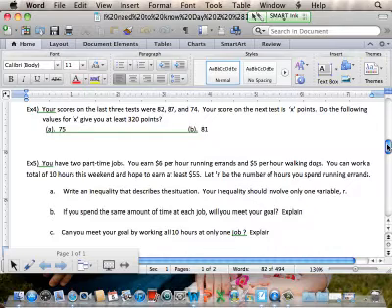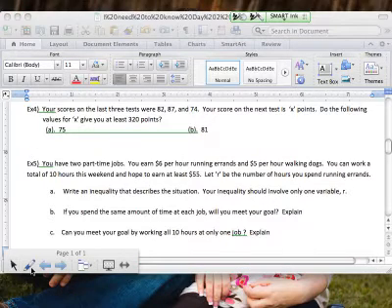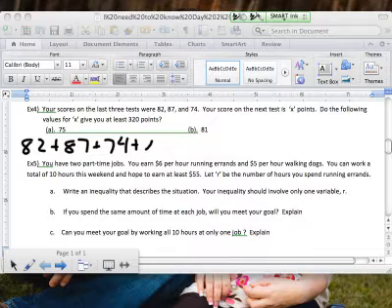Okay, so the first thing is you have to kind of conceptualize and set this thing up. So what you're doing is you're going to take 82, 87, 74, and X. And for each of these, for part A, you're going to plug 75 in for X. Part B, you're going to plug in 81.